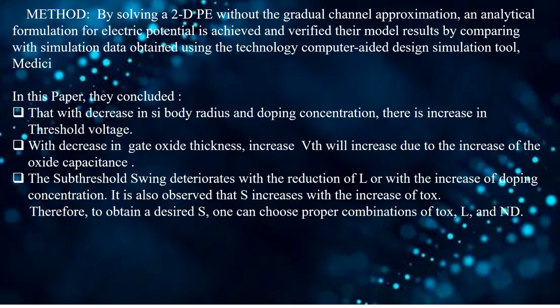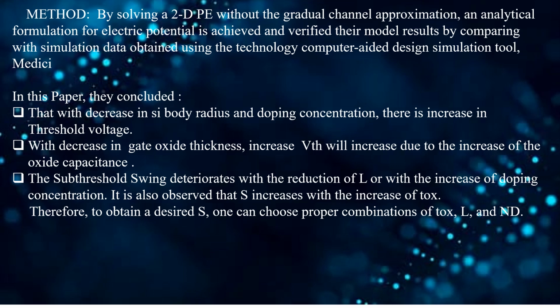Because of that, with a decrease in silicon body radius and doping concentration, there is a decrease in threshold voltage. Also, with a decrease in gate oxide thickness, there is an increase in VTH, also because the oxide capacitance increases, since the total depleted channel is directly proportional to the oxide capacitance. The subthreshold swing also decreases with the reduction of L or with the increase of doping concentration. It is also observed that the swing increases with the increase of oxide thickness.